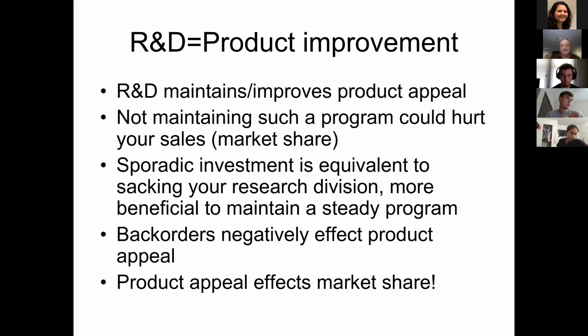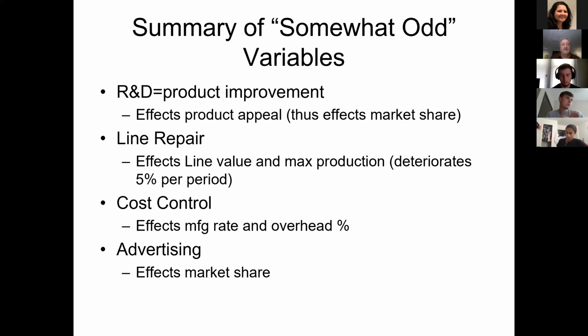Okay, all of this stuff we've said. So you have these 4 things that you can spend money on to think about. The 4 things are research and development, which is the same as product improvement, line repair, cost control, and advertising. So real quickly, R&D is a way to boost your product appeal and thus your market share. The lines deteriorate in value and capacity. You can spend money to fix them to be good as new again.